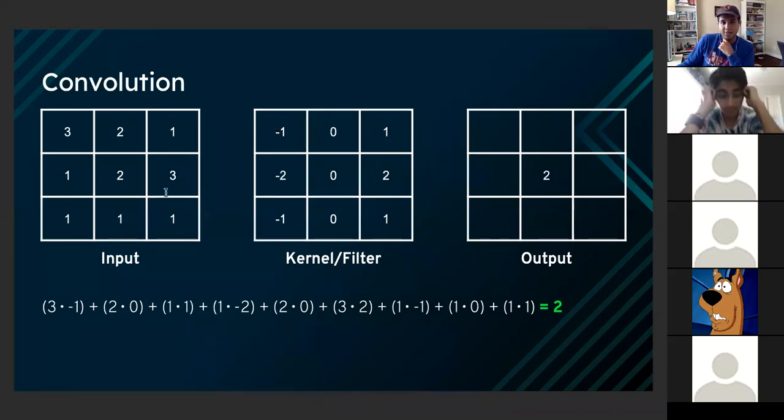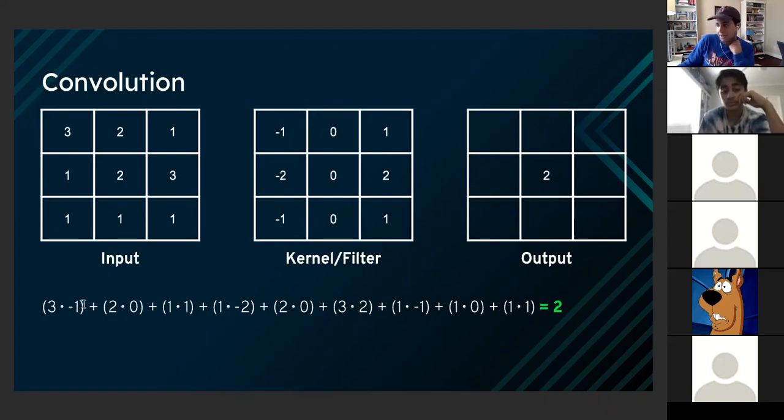So I'll throw this question up for you guys. What is this middle pixel of the input going to be multiplied by? 0, right? You're just matching it, and you're multiplying them together. That's what these parentheses are.